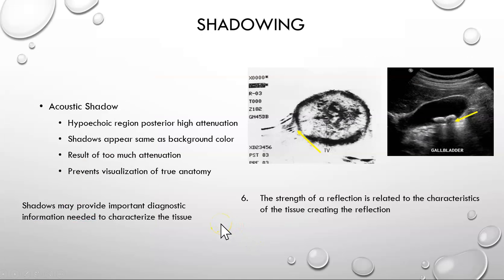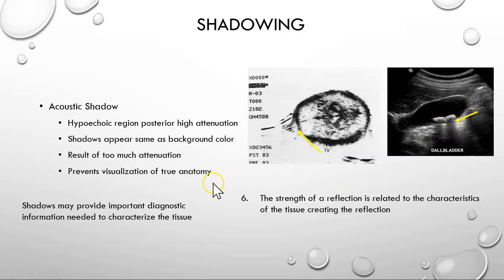Shadowing is another artifact, and this is a hypoechoic region posterior to high attenuation. Shadows appear as the same color as the background of your image. So in this black on white ultrasound, you see a critical angle shadow at this change of structure here, and it appears white. In this image, which is white on black, the shadowing appears darker, or black, behind the stones.